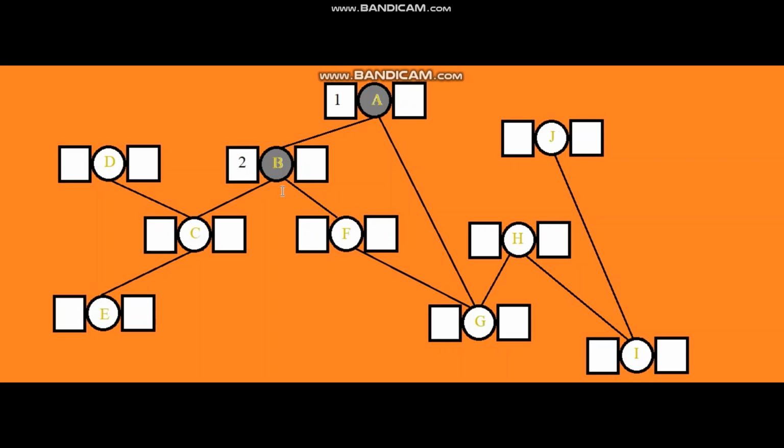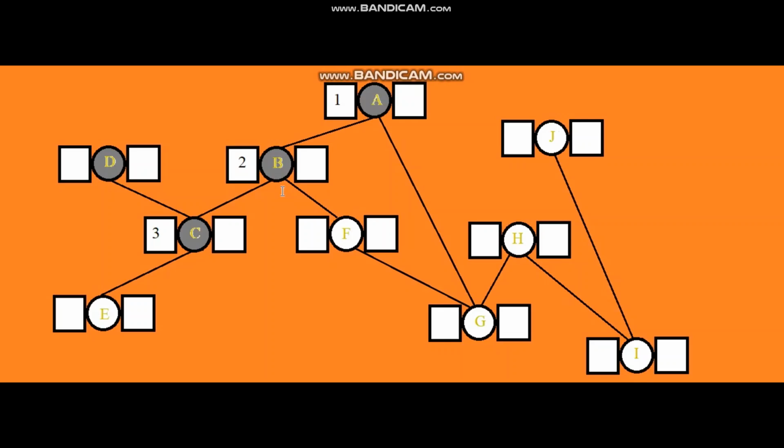B has two neighbors, A and C. Since A is already visited, next we will go to C. C will have a starting time of 3. Then we notice that C has two undiscovered children, D and E. Since we are proceeding in alphabetical order, we will be visiting D first.